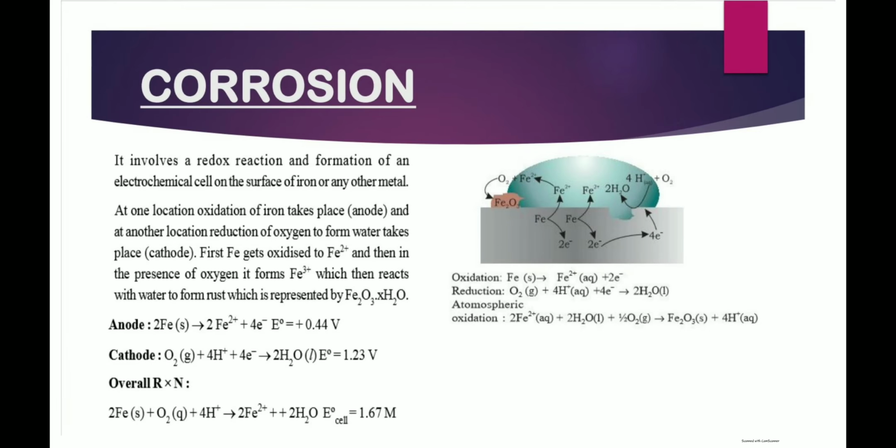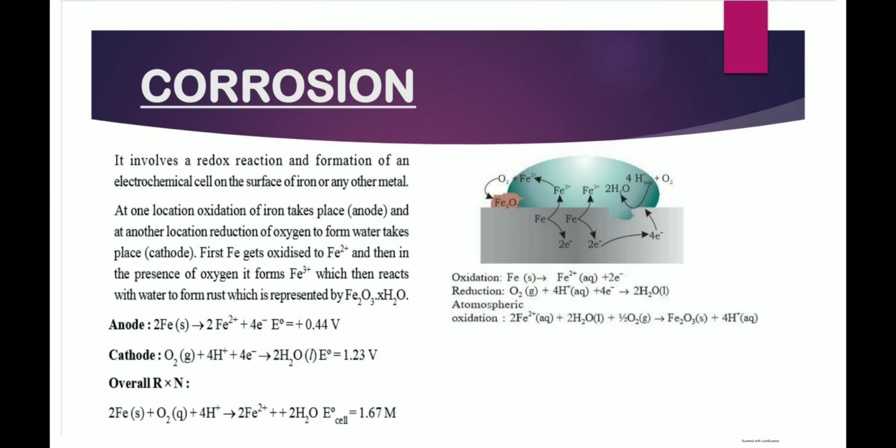The next topic is corrosion. So what is corrosion? It is defined as the decay of metal surface due to slow oxidation by the moist air. It involves a redox reaction and formation of an electrochemical cell on the surface of iron or any other metal. In case of iron, corrosion is known as rusting of iron.